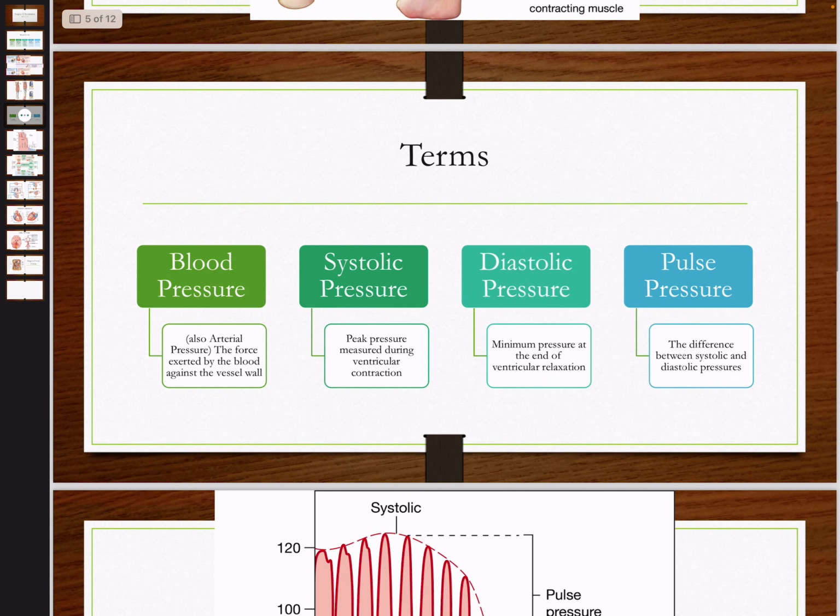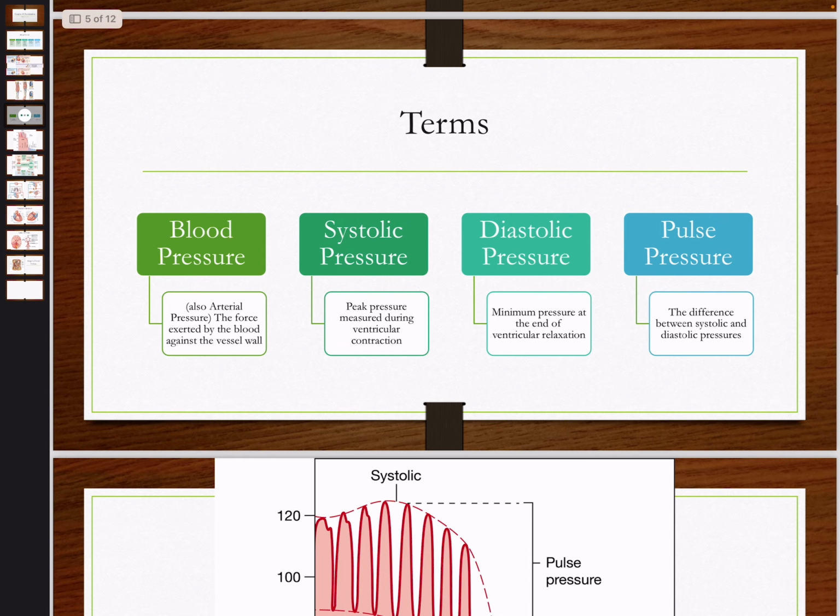All right, and here are some terms to know moving forward. Blood pressure, also called arterial pressure, is the force exerted by the blood against the vessel wall, and we're going to talk about that more in a second. The systolic pressure is the peak pressure measured during ventricular contraction, and diastolic pressure is the minimum pressure at the end of ventricular relaxation. And pulse pressure is the difference between the systolic and the diastolic pressures. This will make more sense in a second.